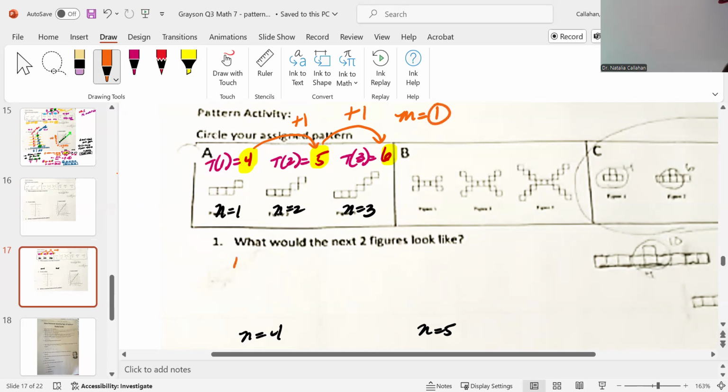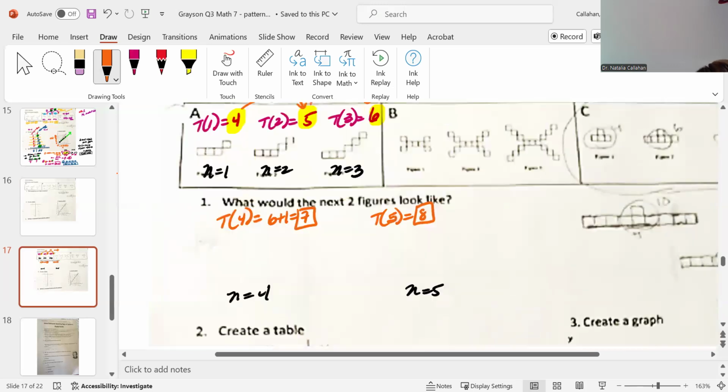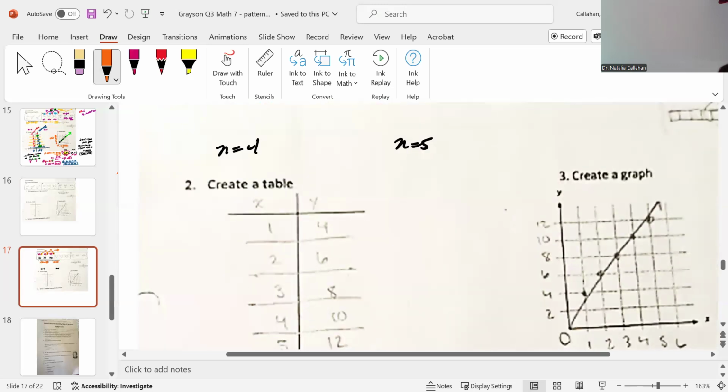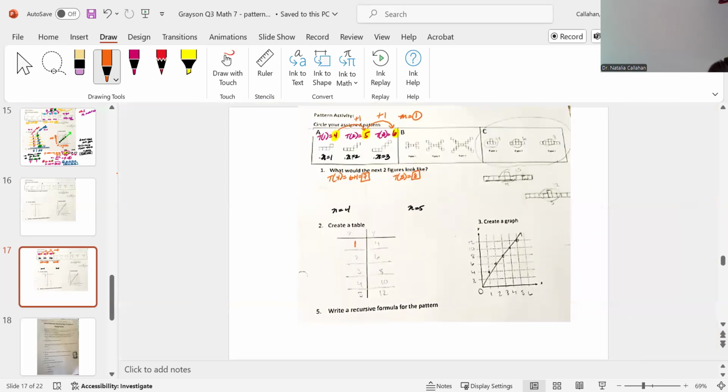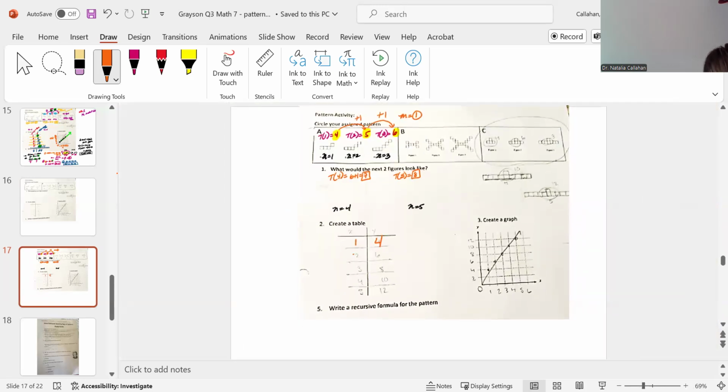Now over here, t of 4, what do you think that's going to be? 7. Just plus 1, right? What's t of 5? 8. Perfect. Now that we have that, we're going to create the table, correct? The first one is 1, comma what? 4. 2, comma, 5, comma, 3, comma, 6, comma, 4, comma, 7, comma, and then 5, comma, 8, right?